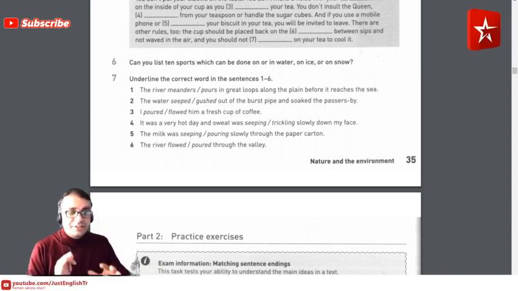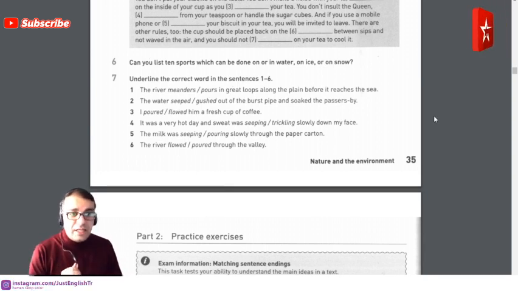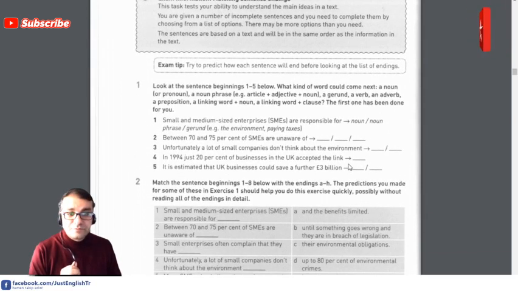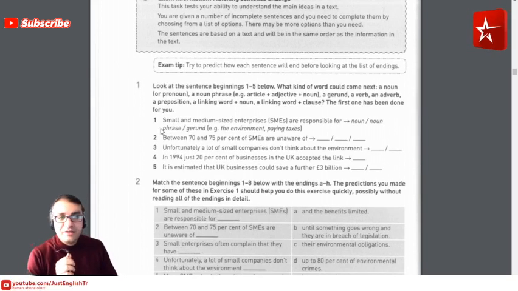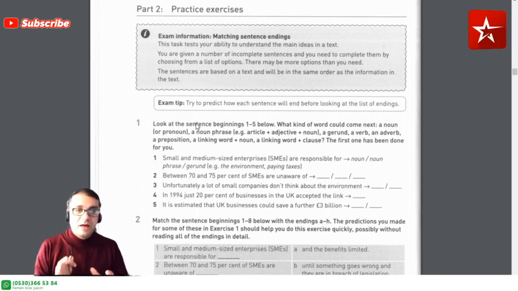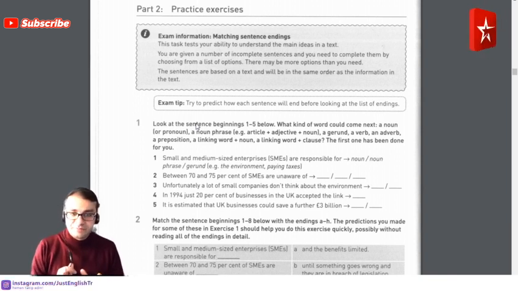So, you understand the idea and the similarity between words. They're so close to each other. Now, let's go for a practice exam. Now, we will do some matching between numbers. We will do matching sentence endings. This task tests your ability to understand the main idea of the text. Okay? Now let's go.